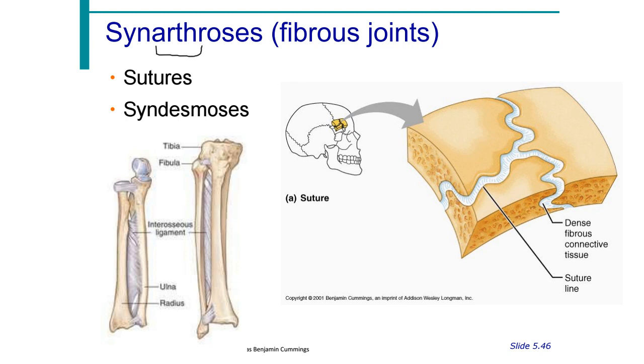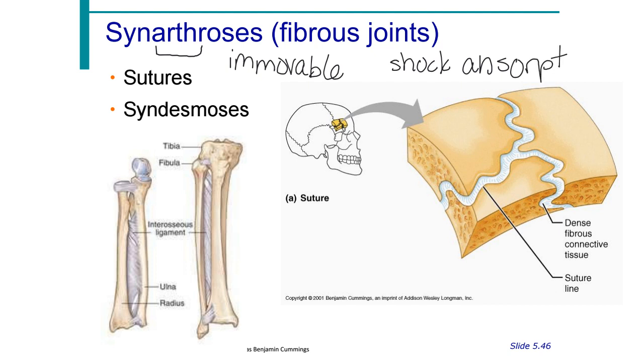So a synarthrosis is basically immovable. There is very little, if any, movement at all in these joints. And when we say movement, we just mean the bones can shift a little bit, if there's any movement there. So synarthroses are immovable joints. They are important for shock absorption, and they are also called fibrous joints. Okay, so immovable joints, good for shock absorption, also called fibrous joints.